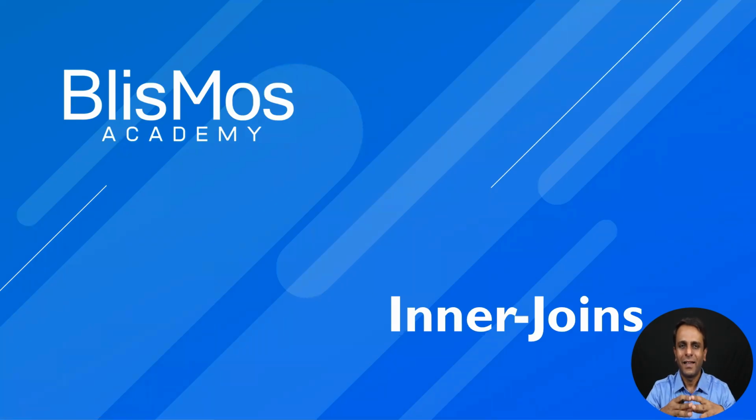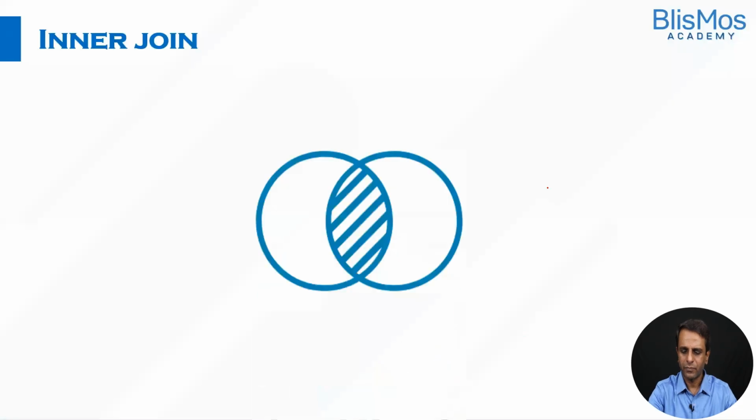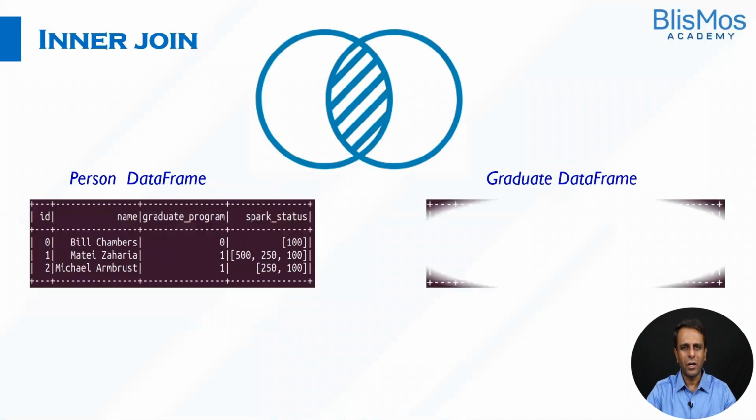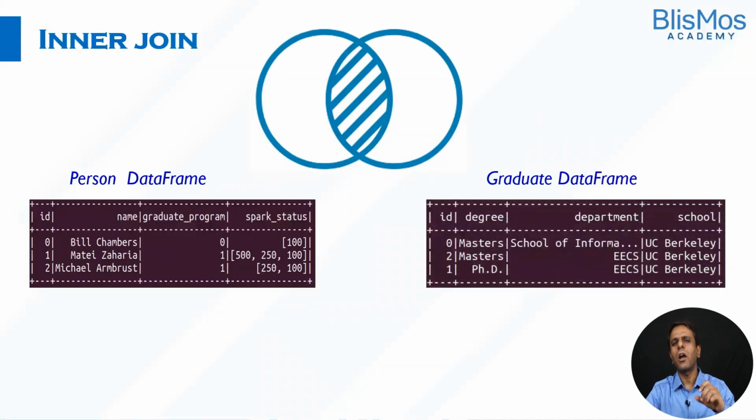Welcome back. Having understood how the joins work, let us start understanding how each of the joins work. Let us get started with inner join. As we have already understood, for any join to work, we got to have two data frames.